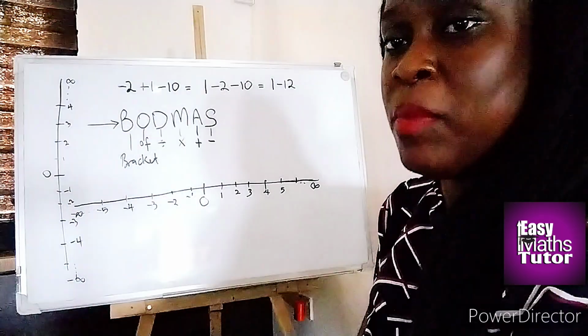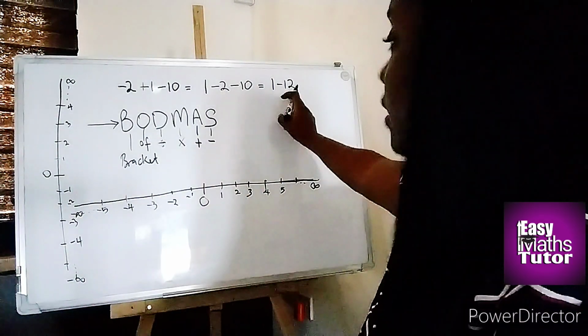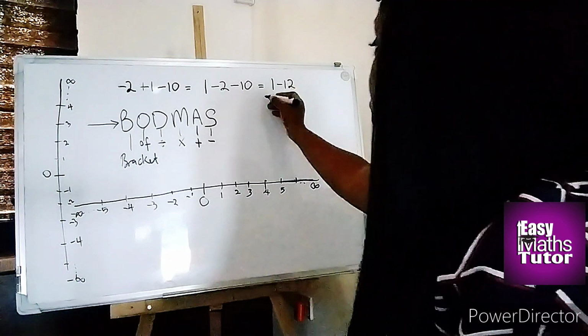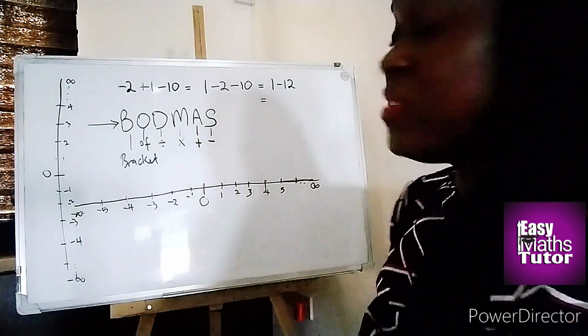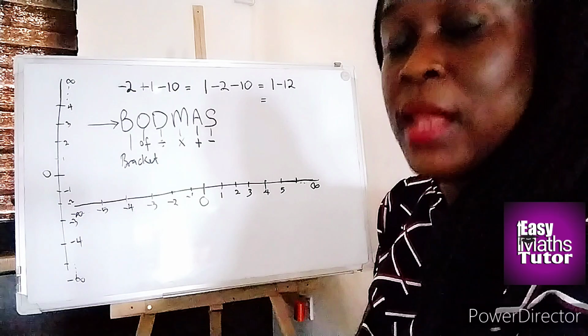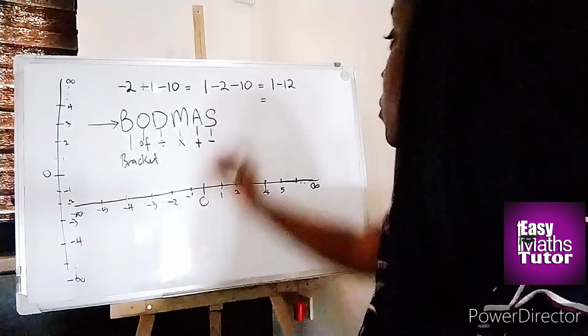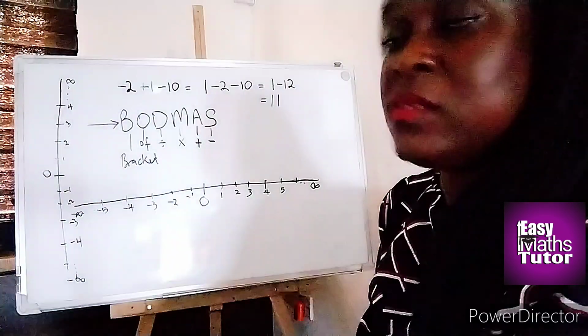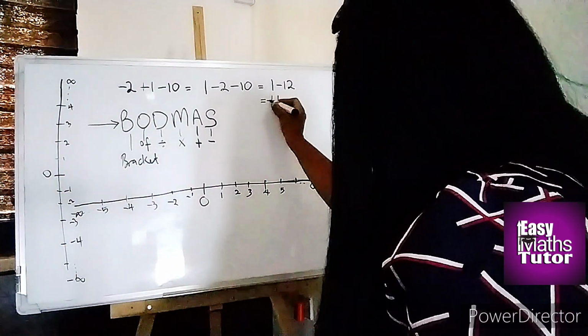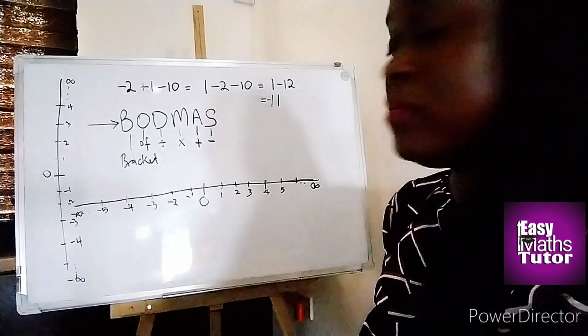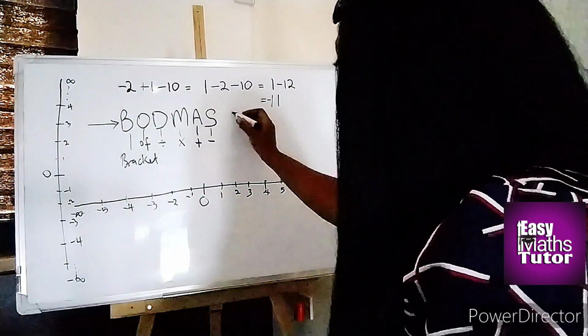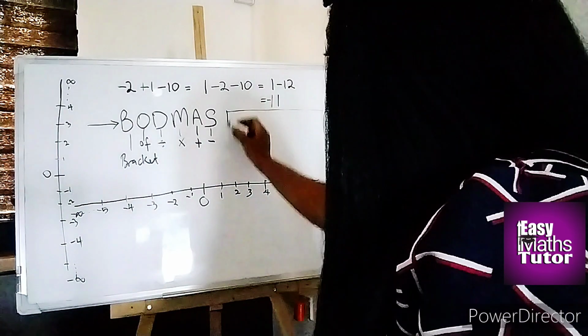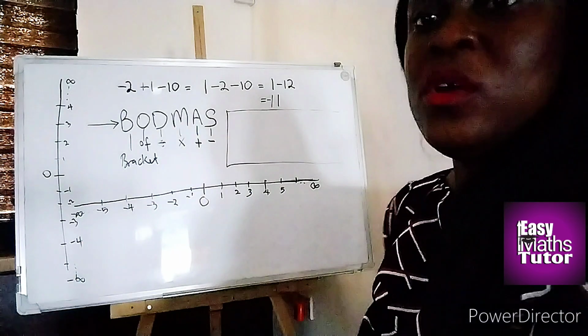Remember what I said about dealing with positive and negative numbers. What do we do? I said we're going to subtract them like it is a normal number. So we'll say 12 minus 1 will give us 11. And because 12 is negative, the answer will be negative. Okay? So let me quickly take another last example before we go.